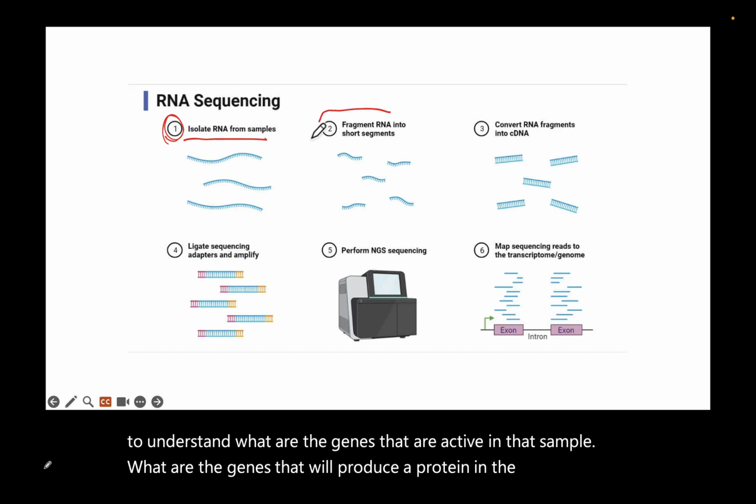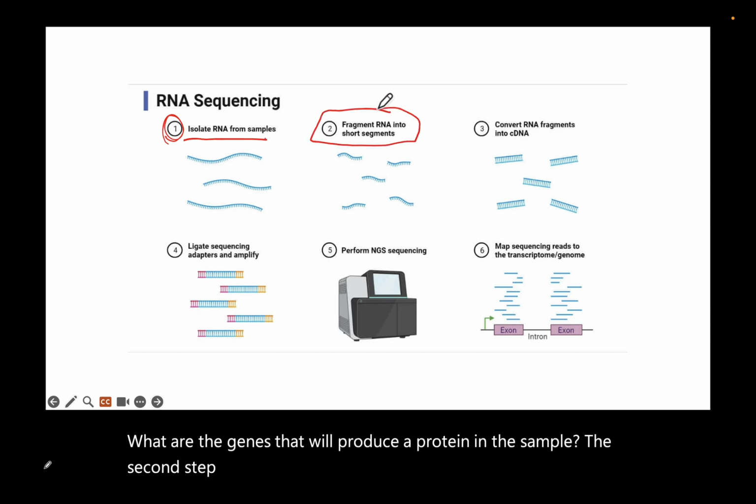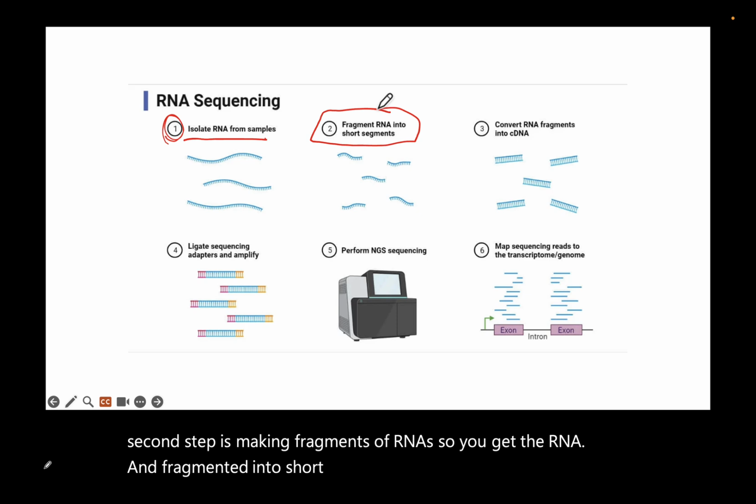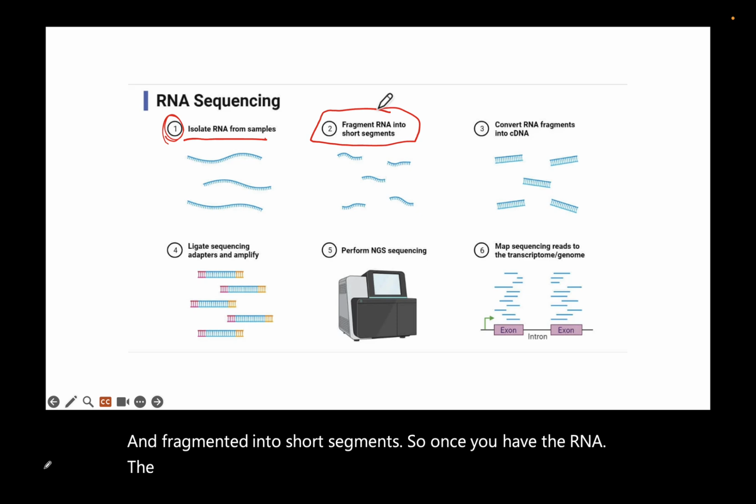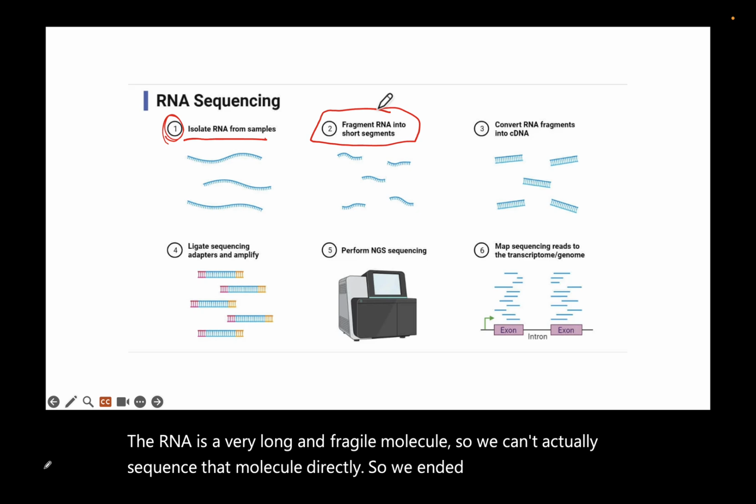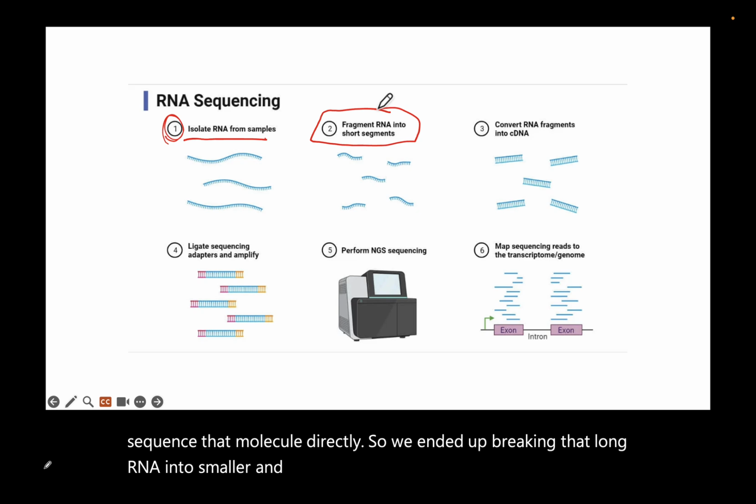The second step is making fragments of RNAs. So you get the RNA and fragment it into short segments. Once you have the RNA, it is a very long and fragile molecule. So we can't actually sequence that molecule directly. So we end up breaking that long RNA into smaller and more manageable fragments, and we prepare those fragments for sequencing.